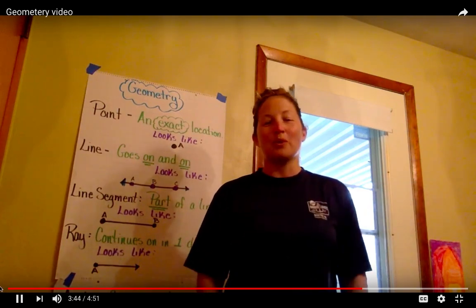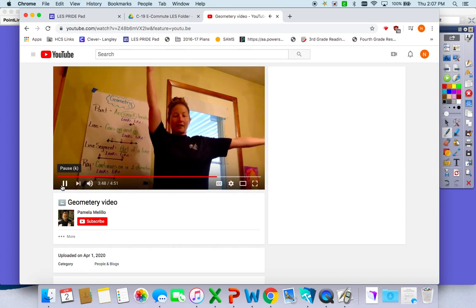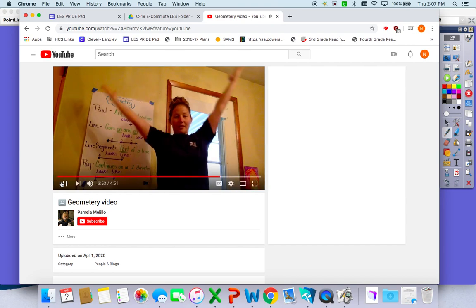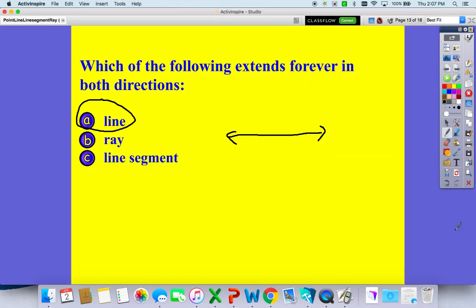The next one we talked about was an angle. An angle is two lines connected by a corner. This is a right angle. This is also a right angle. All right. I love using our hands to show us the line, the ray, the point, the line segment.